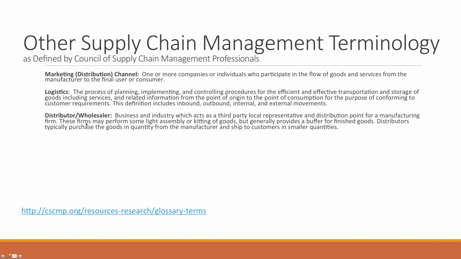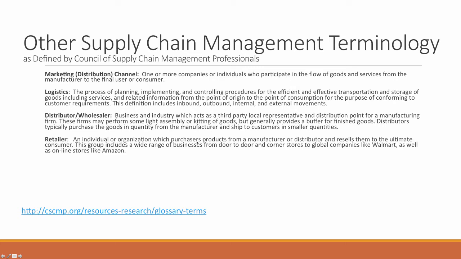So the manufacturer might sell those goods and services to a wholesaler, and then those wholesalers perform some perhaps light assembly or kitting of goods, but generally don't sell to the consumer. These distributors or wholesalers purchase goods in quantities from the manufacturer and they ship to customers, and usually their customers would be retailers in smaller quantities.